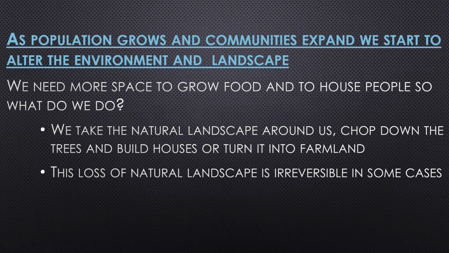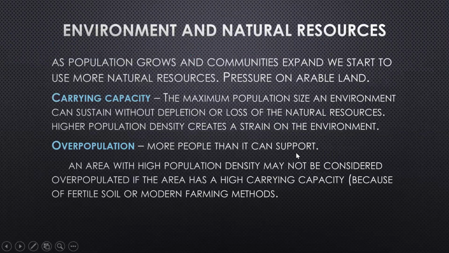Okay, so as population grows and communities expand, we start to alter the environment and landscape. This is the big takeaway: we need more space to grow food and to house people. So what do human beings do? Pretty easy answer: we take the natural landscape around us, chop down the trees, and build houses, apartments, high-rise buildings, and businesses. But this presents a lot of problems, because the loss of the natural landscape is irreversible in some cases, and it's pretty hard to reverse all of them.